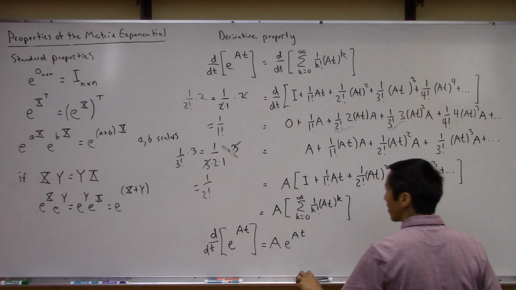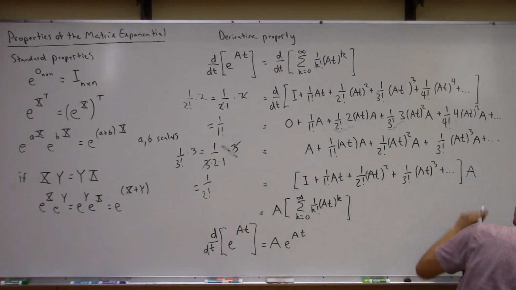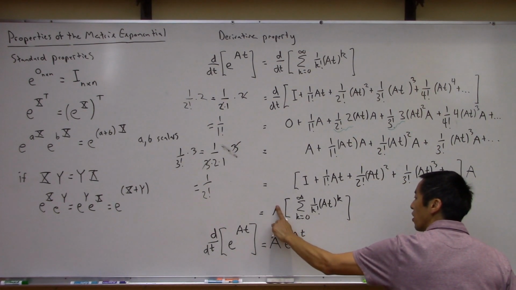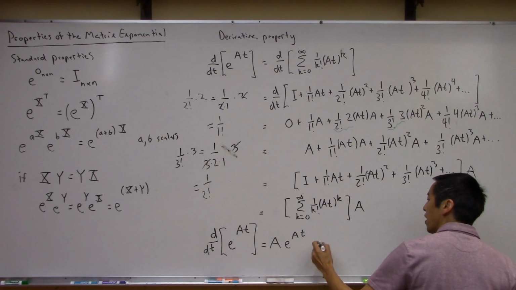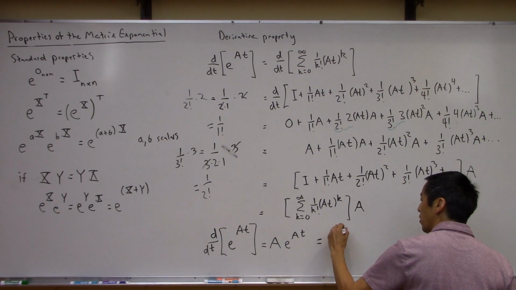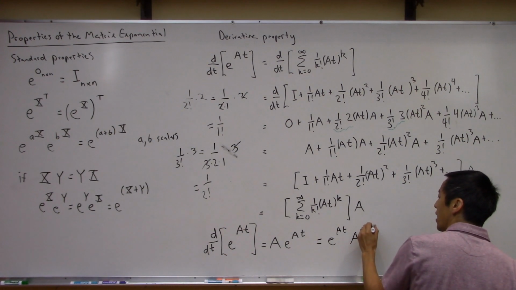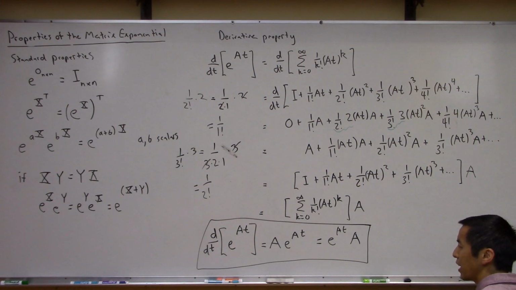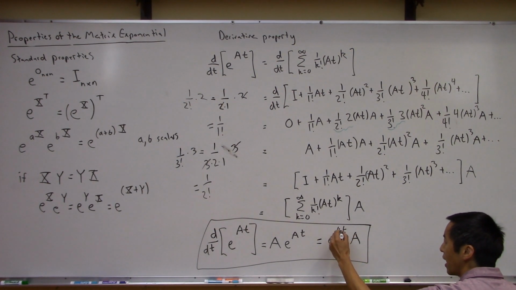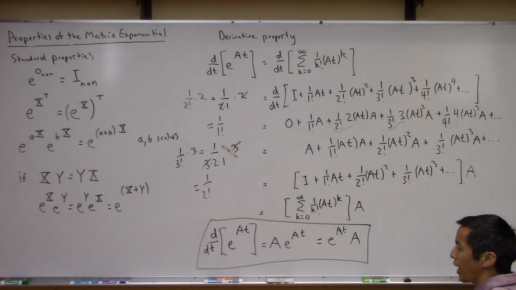There was nothing stopping us from pulling the A out on the right. I could do that as well, and in that case this would become like this, and then the thing in brackets becomes e to the at, and the A comes out on that side. So here is our end result, which is really fascinating and will turn out to be useful. And you can see that it's similar to how a normal exponent works.